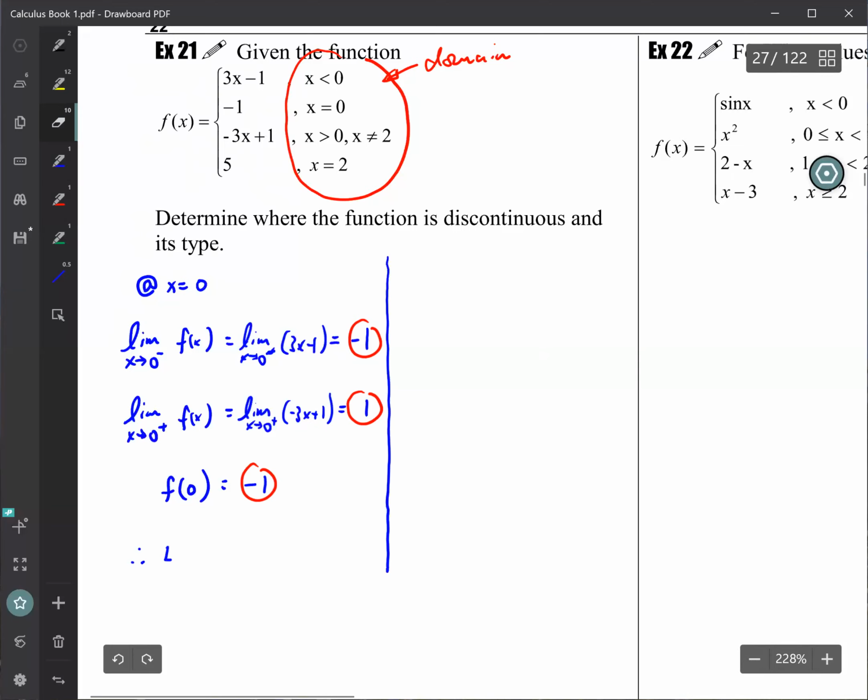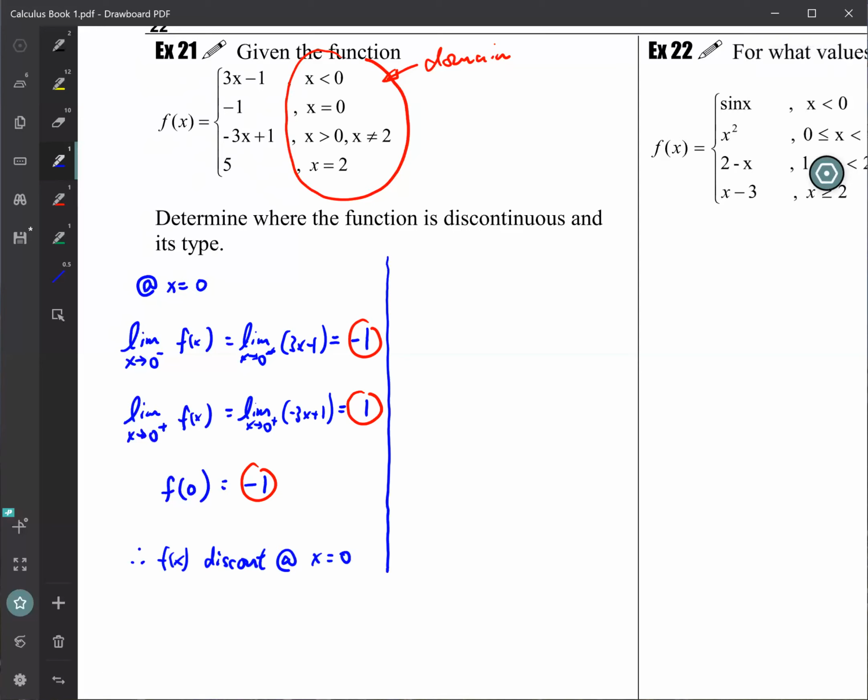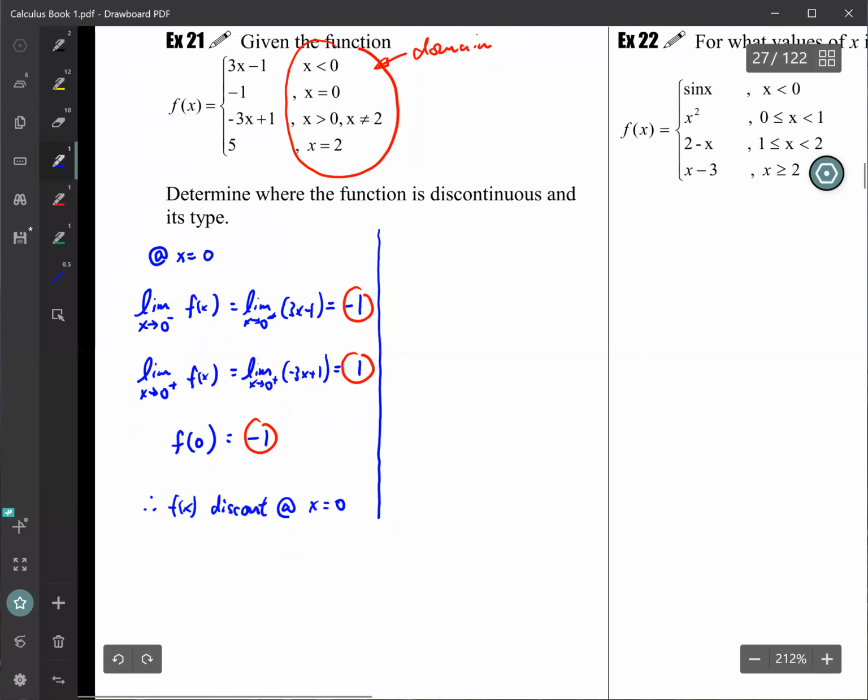f of x is discontinuous at x equals 0, right? Because the left limit, right limit, and the point don't all equal each other. Now, next part, we need to figure out the type.